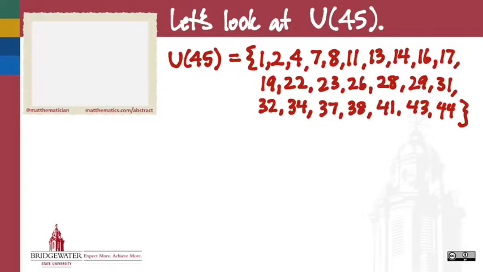So U45 is a pretty large group, although not large in the grand scheme of things, but it certainly takes a long time to write all the elements. What's the order of U45? How could I have figured out the order of U45 without listing all these elements? What's the secret sauce? What's the function that tells me how many numbers are relatively prime to 45?